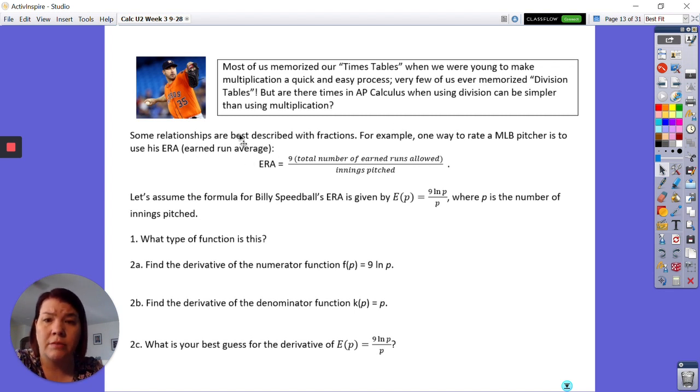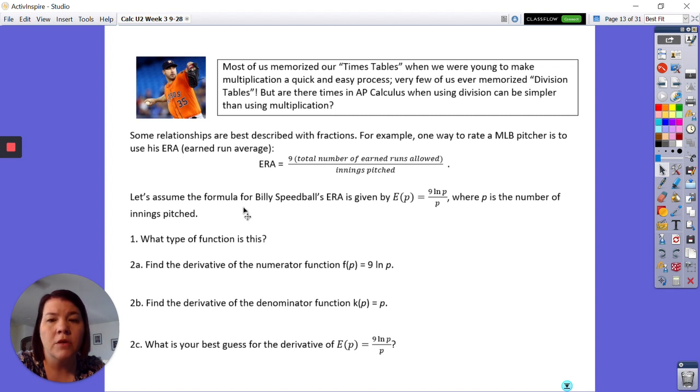Fractions are when the quotient rule comes into play. Some relationships are best described with fractions. For example, one way to evaluate a pitcher in Major League Baseball is to use his ERA, or earned run average, which is 9 times the total number of earned runs allowed divided by innings pitched. So if they pitch a complete game, the 9s would cancel out. If they pitch a partial game, we get a different kind of ratio.